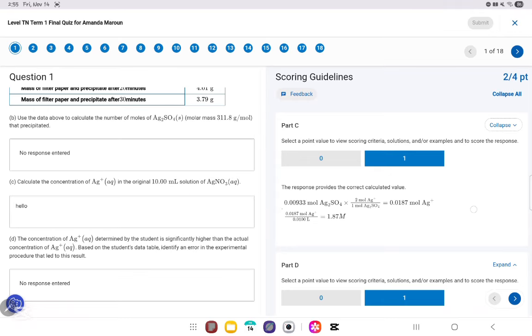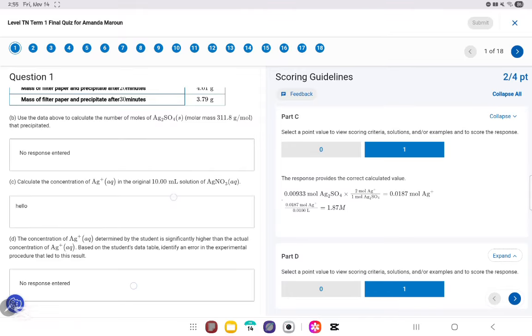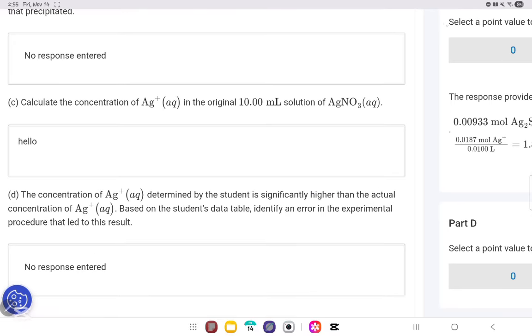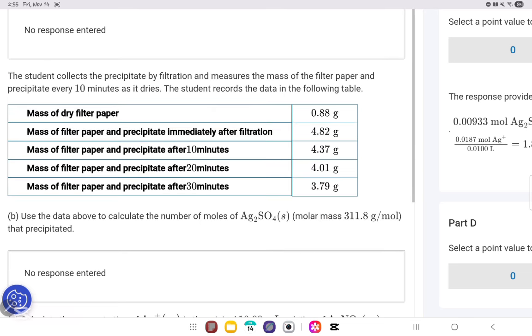We'll move on to part D. What does it say in part D? The concentration of Ag+ aqueous determined by the student is significantly higher than the actual concentration of Ag+. Based on the student's data table, identify an error. So if you go up, you're going to see that the student was letting it dry, right?